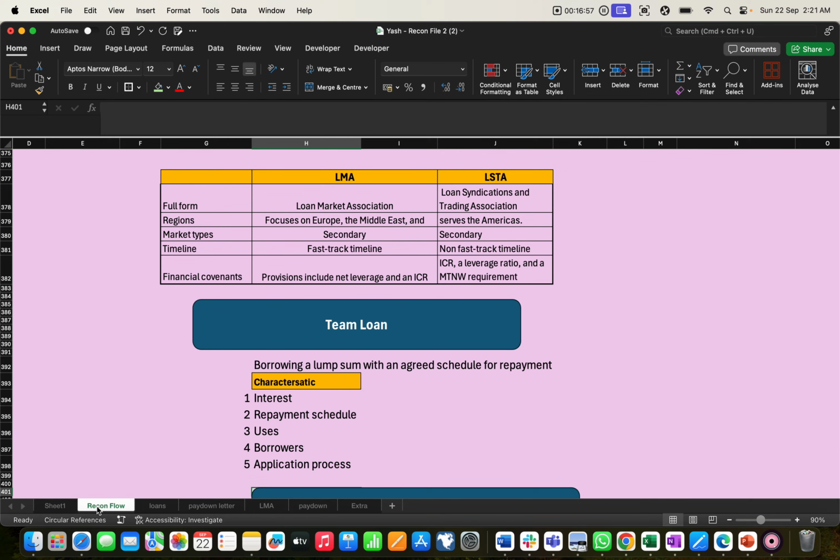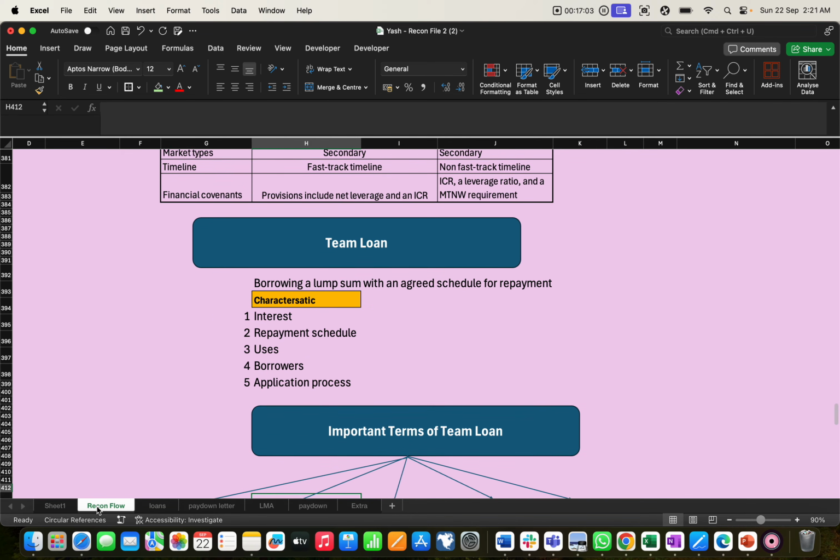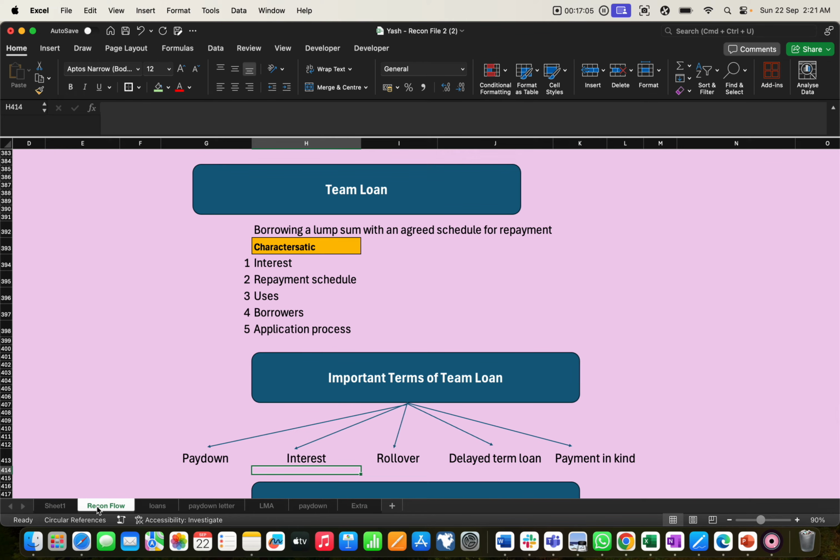Sure. Thank you, Shivraj. So we came to the part after the loan and loan syndication. We now discuss one of the most important terms, the term loan. A term loan is as simple as a personal loan. We take an example in the loan part.